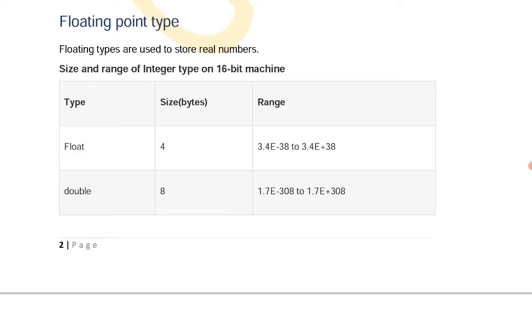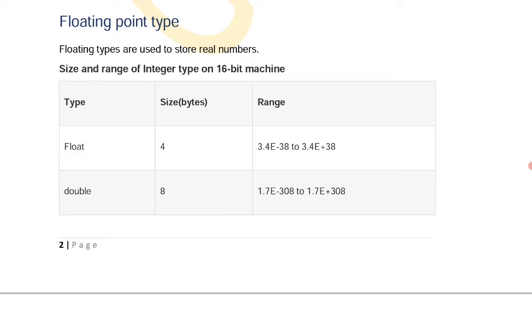What are floating point numbers? They are also called decimal point numbers or real numbers. They are also called floating point data types, or real number data type, or decimal point data type. Floating point numbers are numbers with some decimal point.